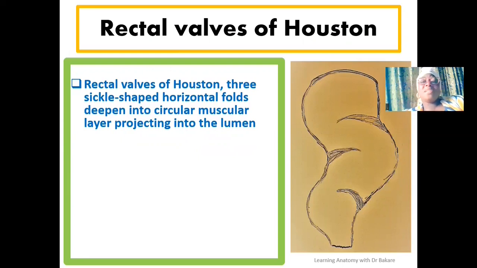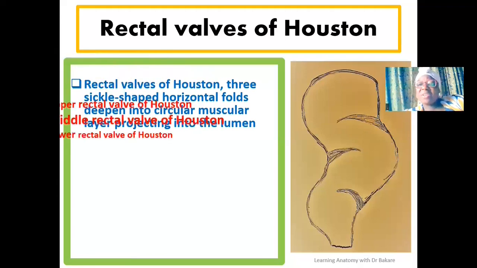Considering the formation of other valves, which are just mere thickening of the mucosal lining, for the rectal valve of Houston, this thickening extends to the circular muscular layer of the rectum. So it presents a pronounced thickened configuration within the internal wall of the rectum. And these are three in number.